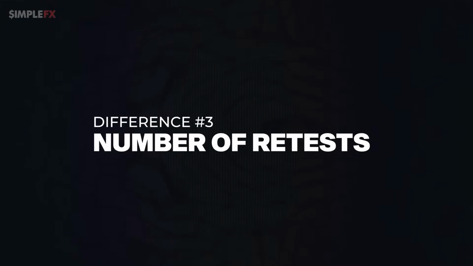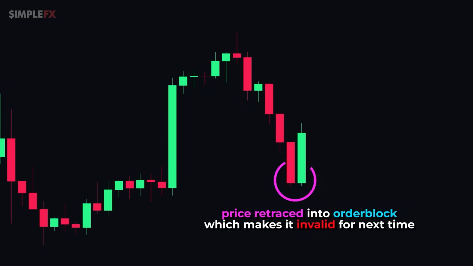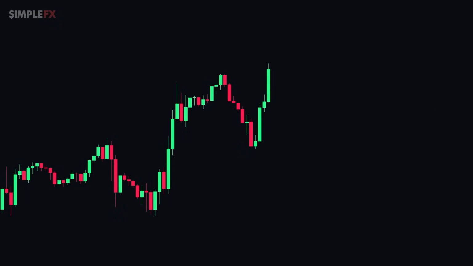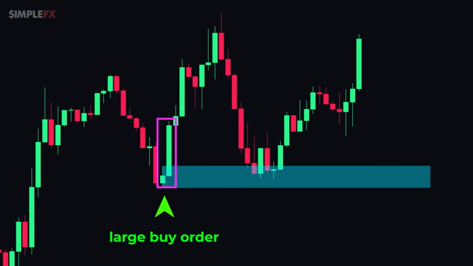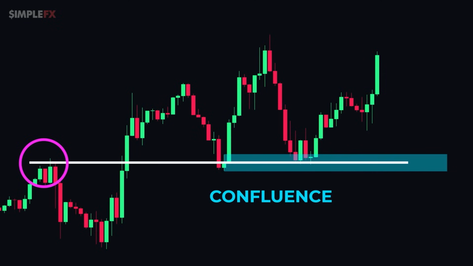Third difference is the number of retests. Order blocks are typically a one-time use, meaning if they are retraced once, they're done. You cannot use them multiple times. In contrast, support and resistance levels can be retraced multiple times. While order blocks and support resistance differ, they can be used together. For example, if an order block forms while the price is also at a resistance level, this is called a confluence. Finding this kind of setup is ideal, as the price has a higher chance of reacting to an area of confluence.